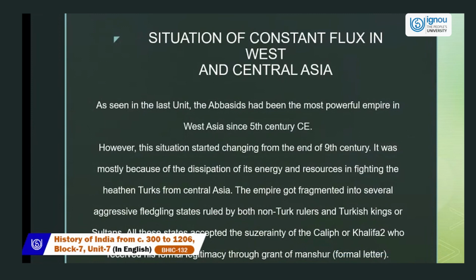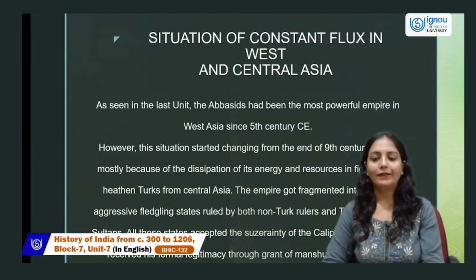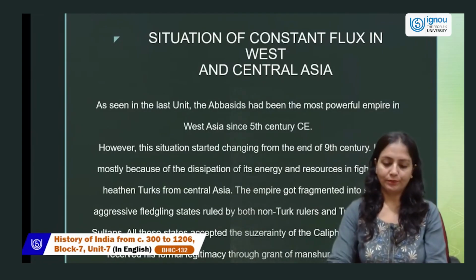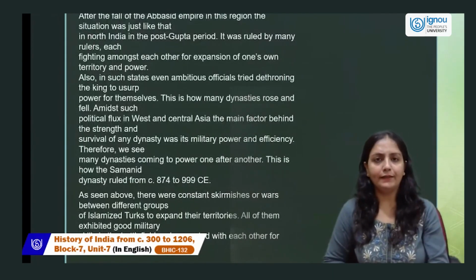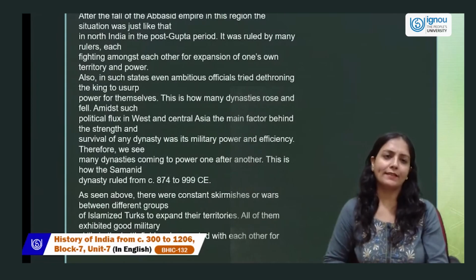states ruled by both non-Turk rulers and Turkish rulers or sultans. All these states accepted the suzerainty of the Caliph or Khalifa, who received his formal legitimacy through the grant of Mansur. After the fall of the Abbasid Empire in this region, the situation was just like that.